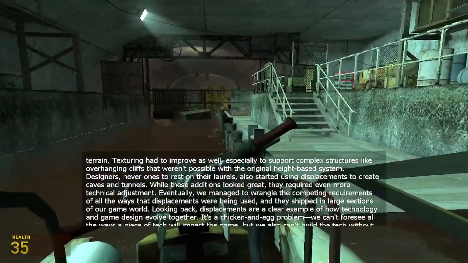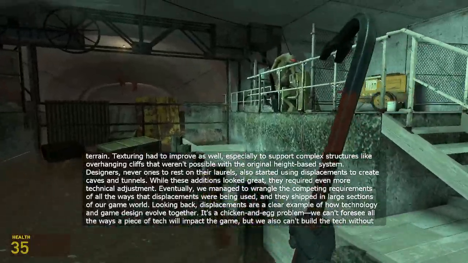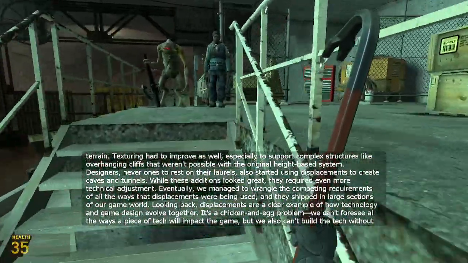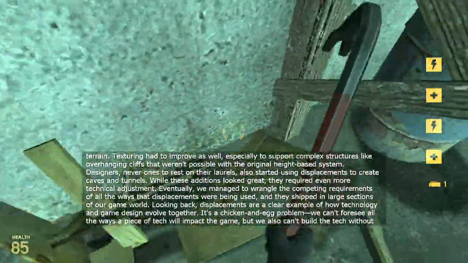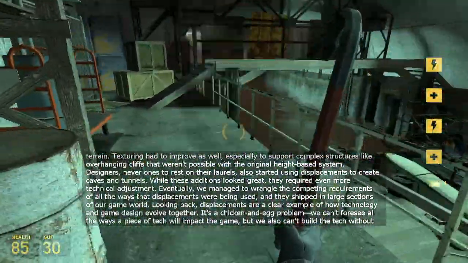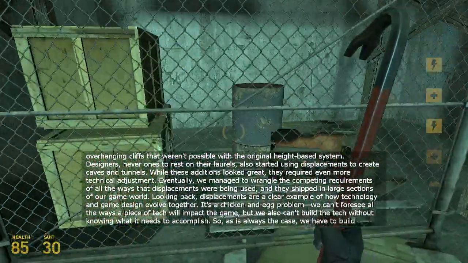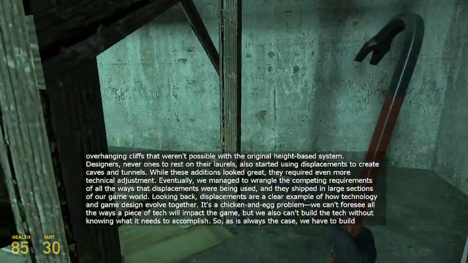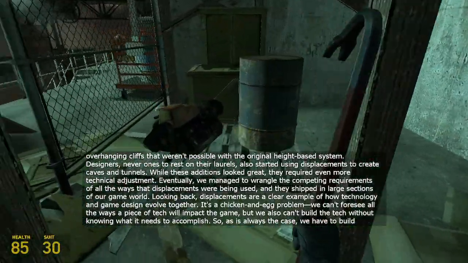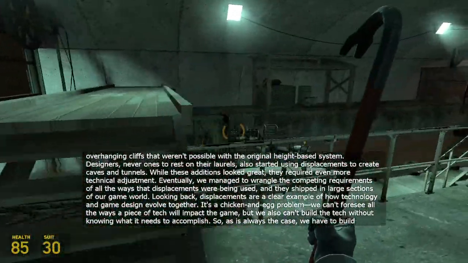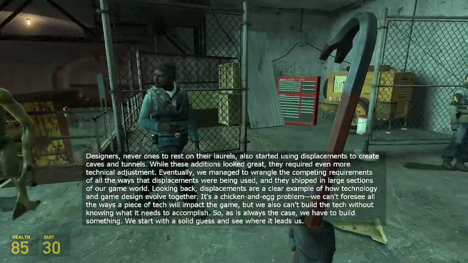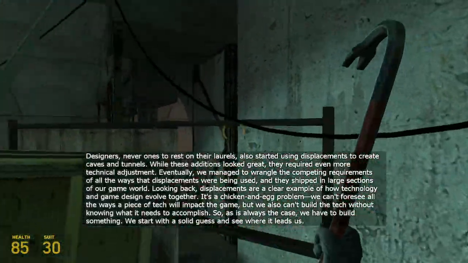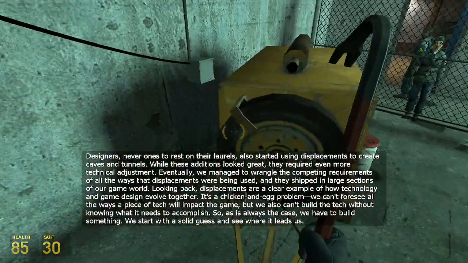Eventually, we managed to wrangle the competing requirements of all the ways that displacements were being used, and they shipped in large sections of our game world. Looking back, displacements are a clear example of how technology and game design evolved together. It's a chicken and egg problem. We can't foresee all the ways a piece of tech will impact the game, but we also can't build the tech without knowing what it needs to accomplish. So, as is always the case, we have to build something. We start with a solid guess and see where it leads us.